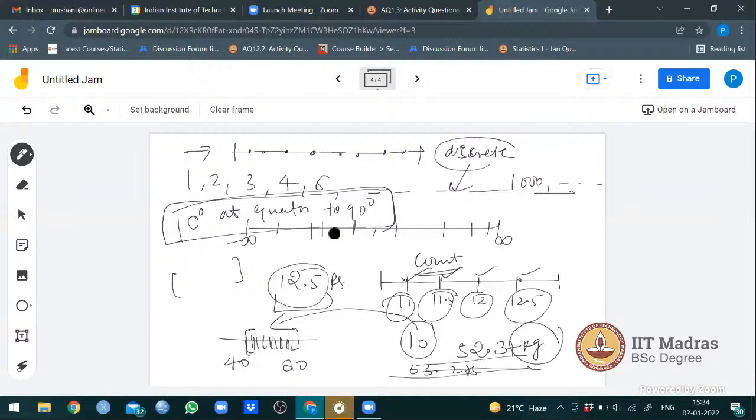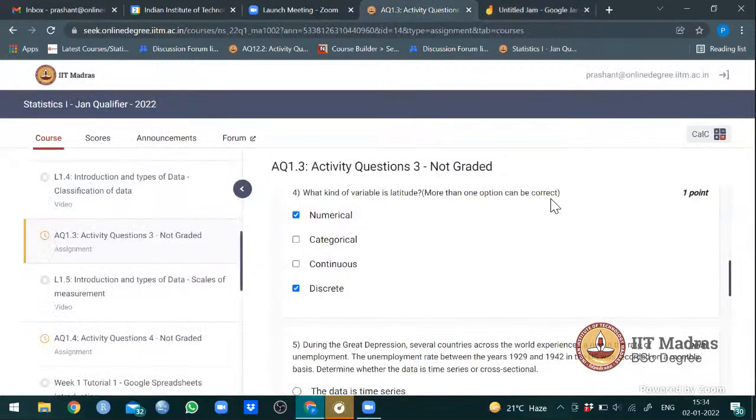Just go with the concept. You are measuring this in degrees. Latitude, you can measure in degrees. Sir, this is also measured in degree, minute, and second. Okay. So if you can measure it and it can take any value, then it will be continuous, simple. Okay, sir, got it. Actually, I'm not sure only about latitude.